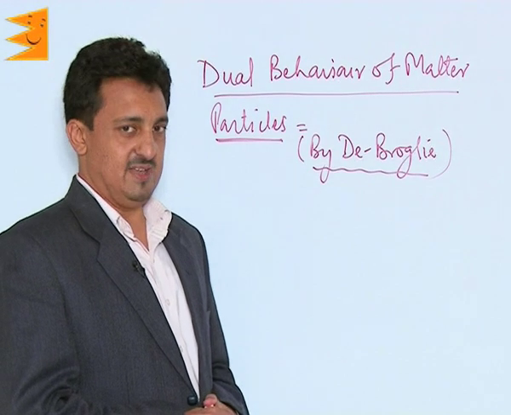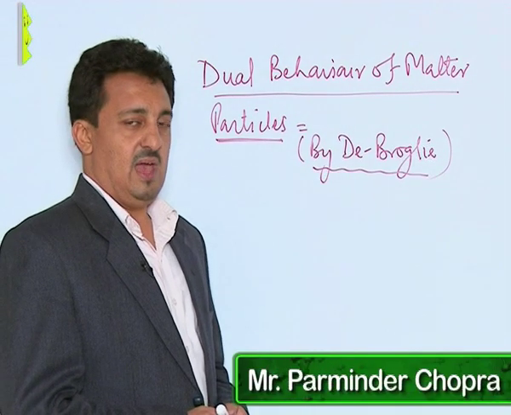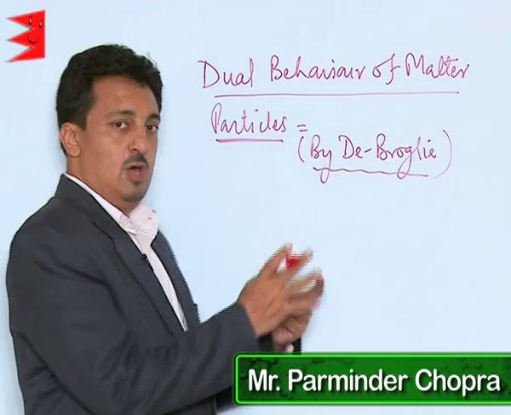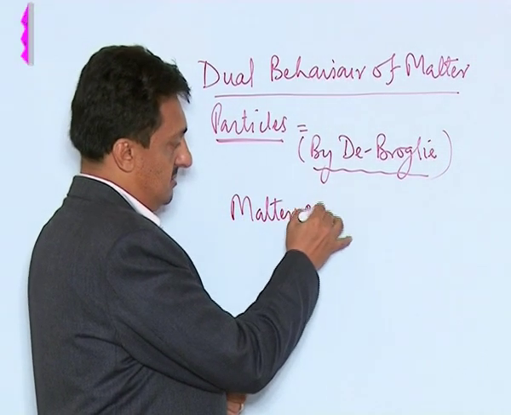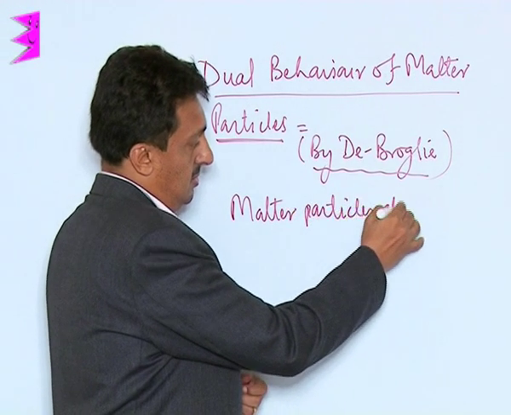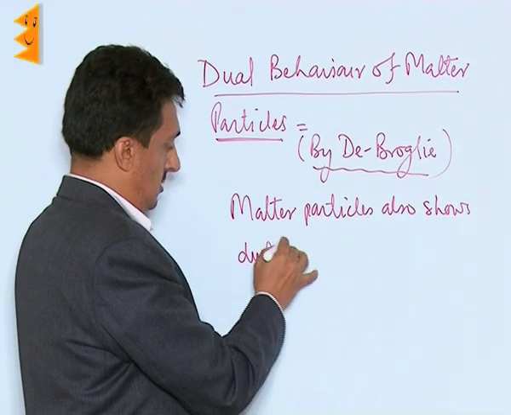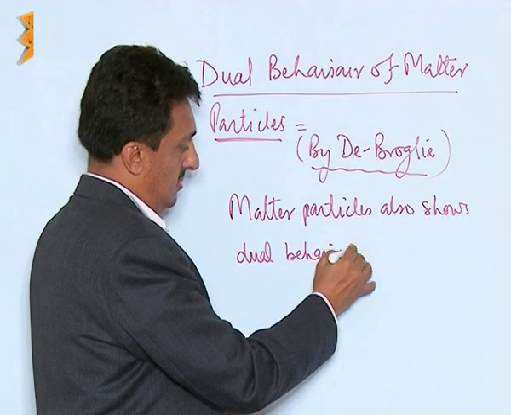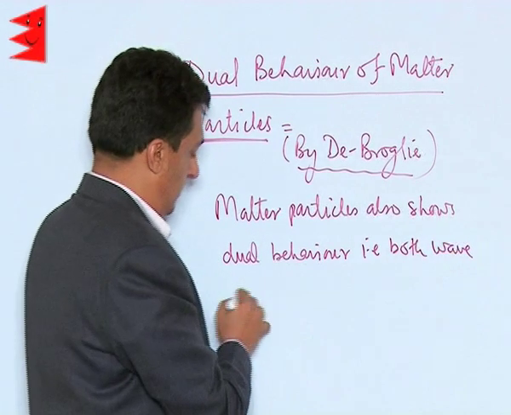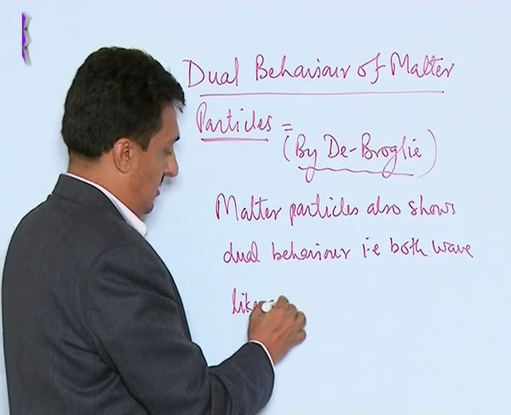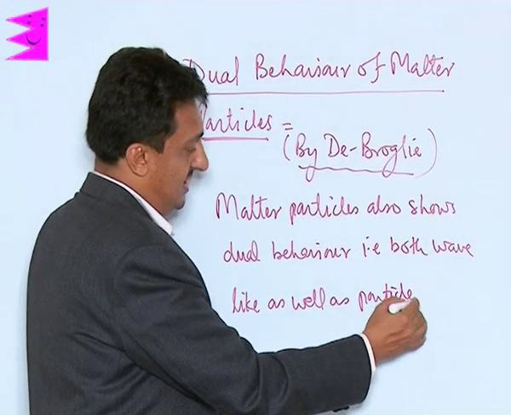Dual behavior of matter particles. This principle was given by Louis de Broglie, and the principle states that like normal EM radiations, matter particles also show dual behavior, that is both wave-like as well as particle-like.